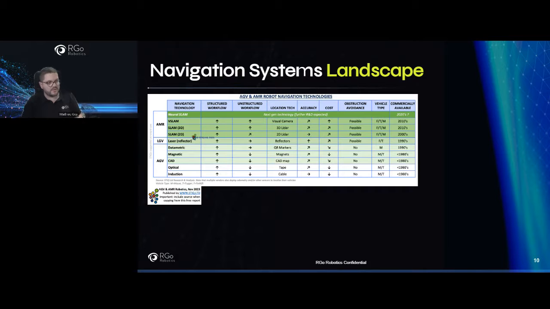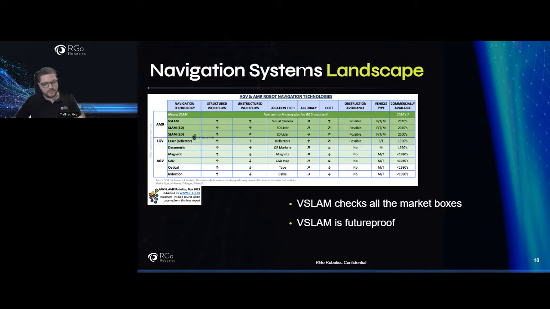So if we have a broader look at the actual navigation system landscape, and again, I took it from the STIC report, we can see that according to STIC, visual SLAM is really the navigation system that these days checks all of the market boxes in terms of ease of use, cost, ease of integration, maintenance, etc. It's also very future-proof because it can enable obstacle detection as well, for instance.